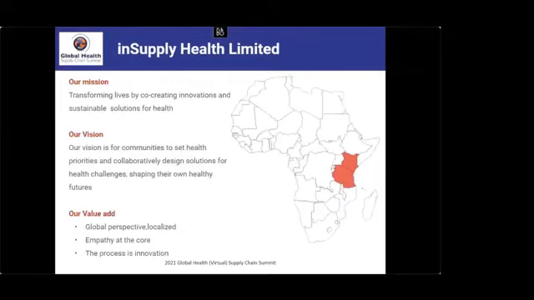In Supply Health is a health advisory firm affiliated to John Snow Inc. Research and Training Institute, and we provide customers guidance on supply chain management and design for the clients. We seek to transform lives by co-creating innovative and sustainable solutions for healthy communities. And we are based in East Africa with offices in Tanzania and Kenya. We envision collaboratively designing solutions for health challenges with the communities.